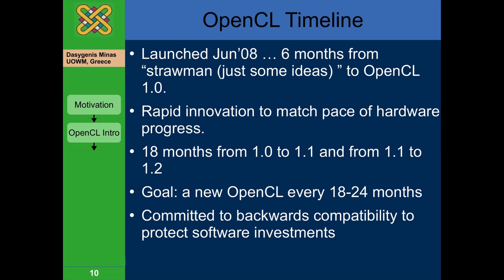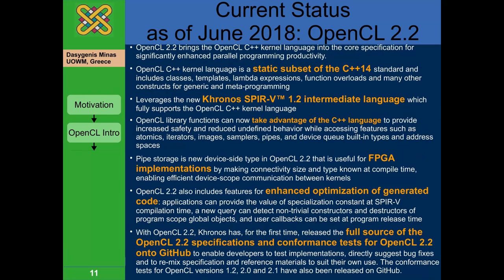OpenCL timeline. It was launched in June 2008, and from some ideas, in 6 months they created the standard version 1.0. There was rapid innovation, a lot of releases of the standard were made, and after releasing many OpenCL standards, improving the standard, usually every couple of years, we reach version 2, as I will discuss in the next slide. Of course, the OpenCL standard is committed to backwards compatibility. So if you created something with OpenCL, let's say some years ago, it can still be compiled using a new compiler. The current status, as of this month, June 2008, is OpenCL 2.2.